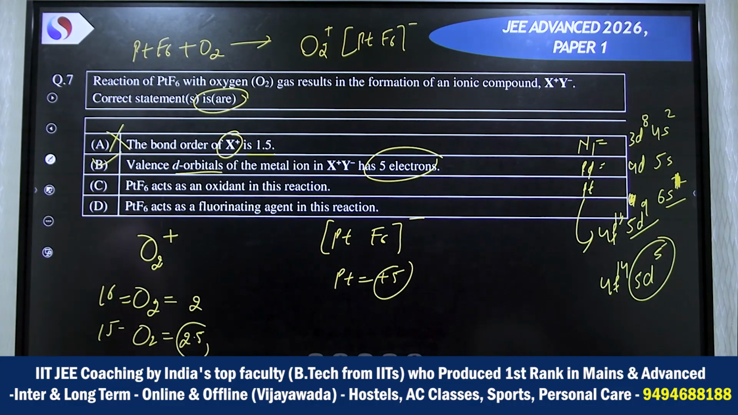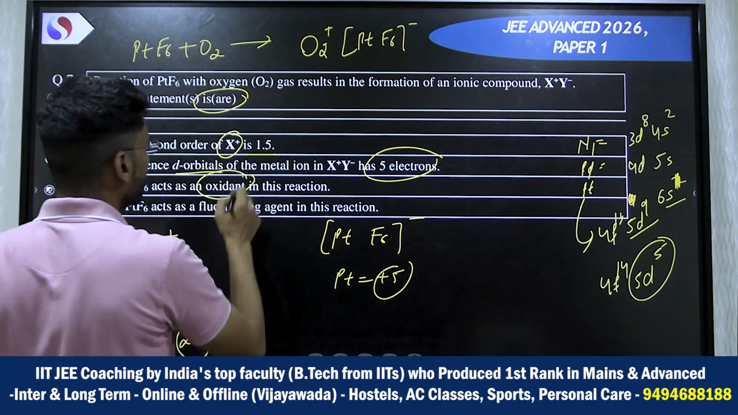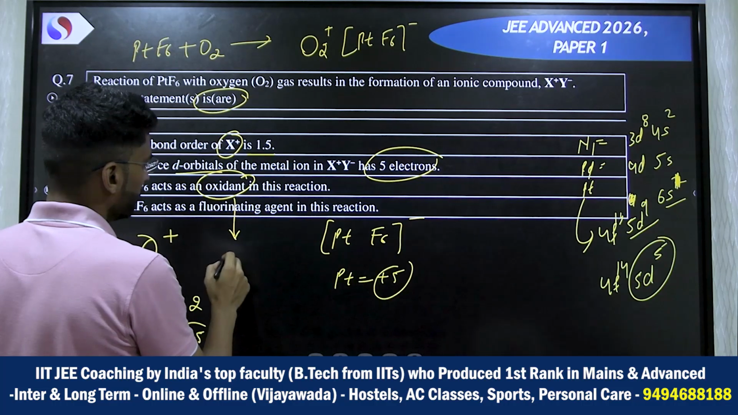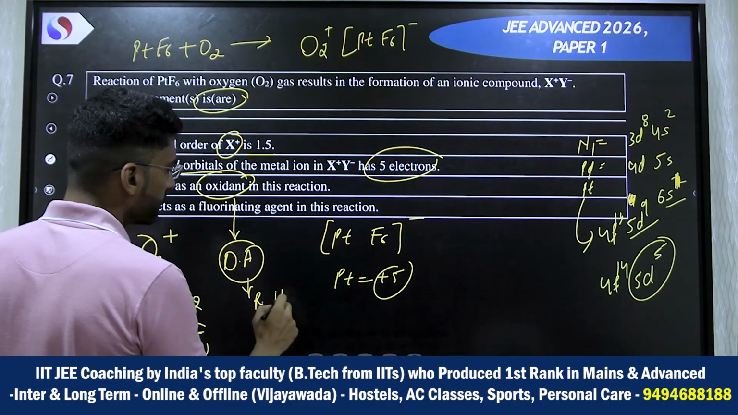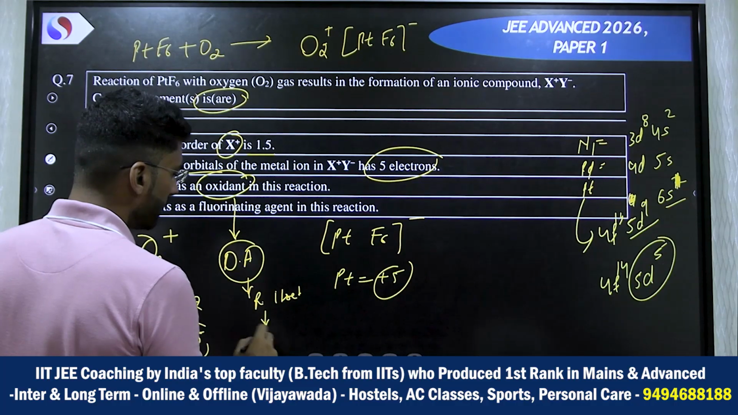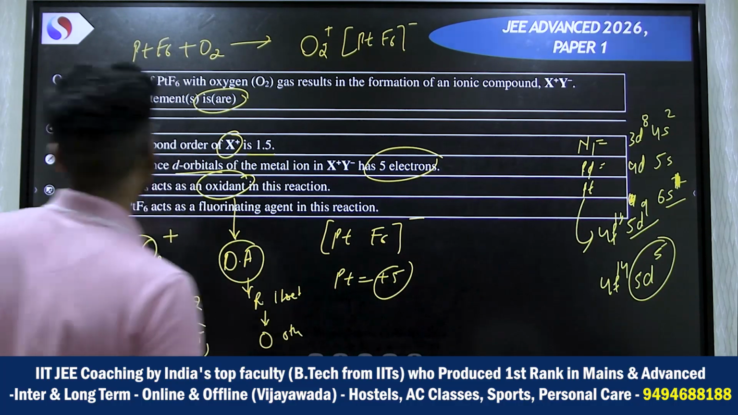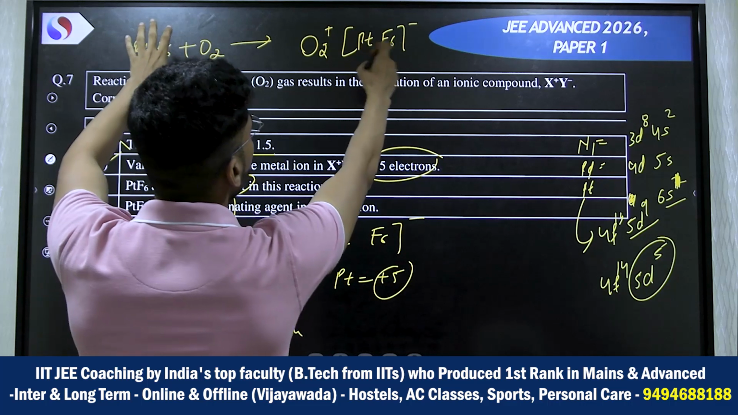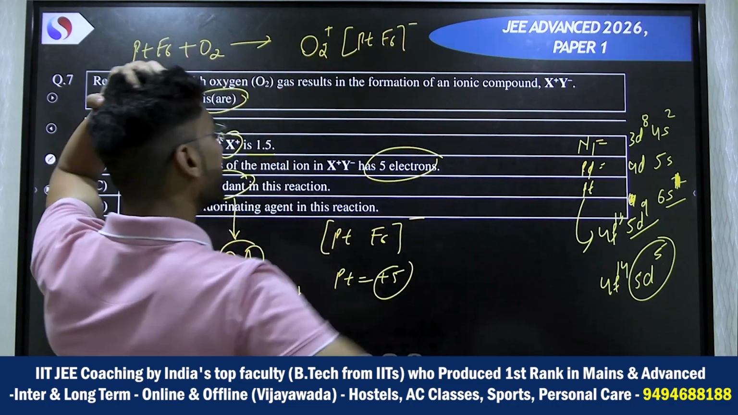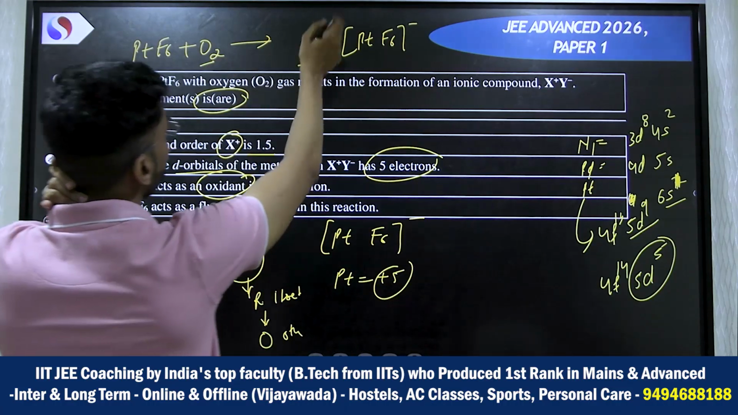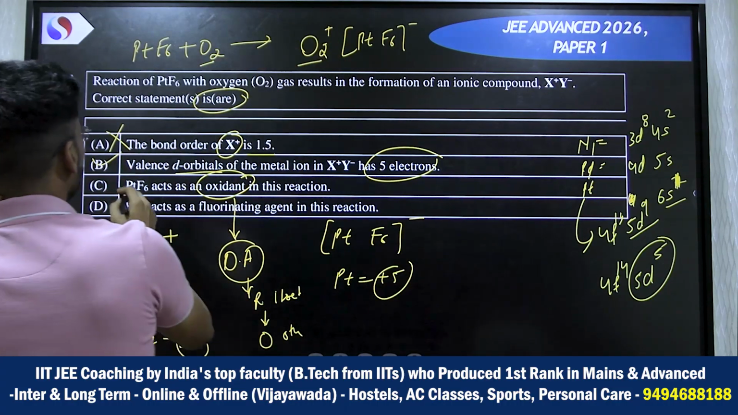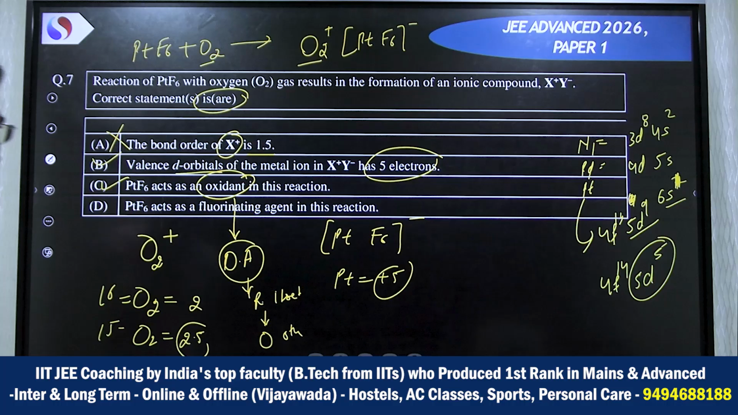PtF6 acts as an oxidant. What is an oxidant? An oxidizing agent, which reduces itself and oxidizes the other. You can see PtF6 converts into PtF6 negative, meaning it takes an electron, reducing itself, and it takes the electron from oxygen, so it oxidizes oxygen. Yes, PtF6 acts as an oxidizing agent in the reaction.